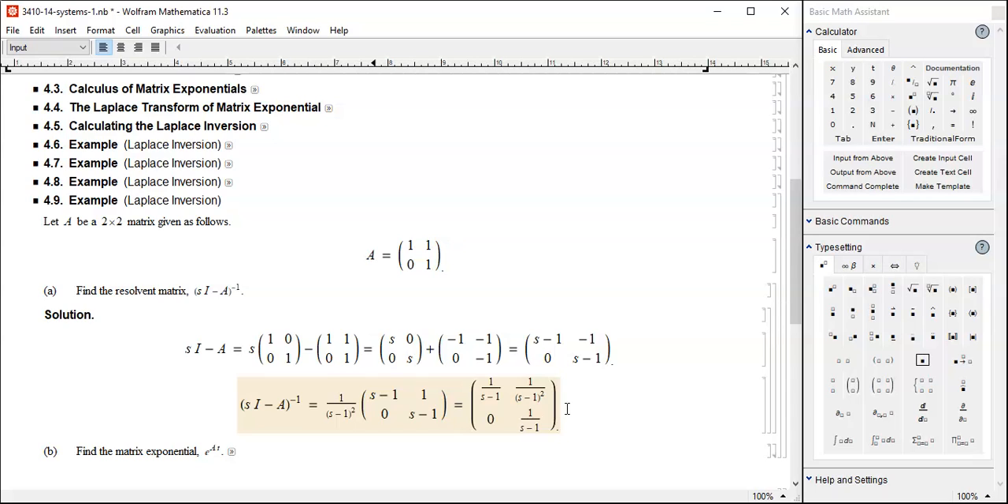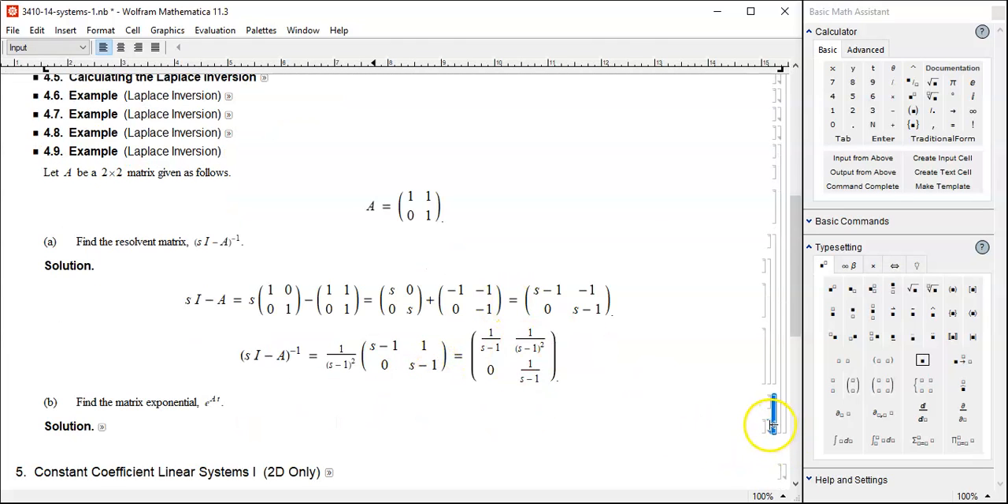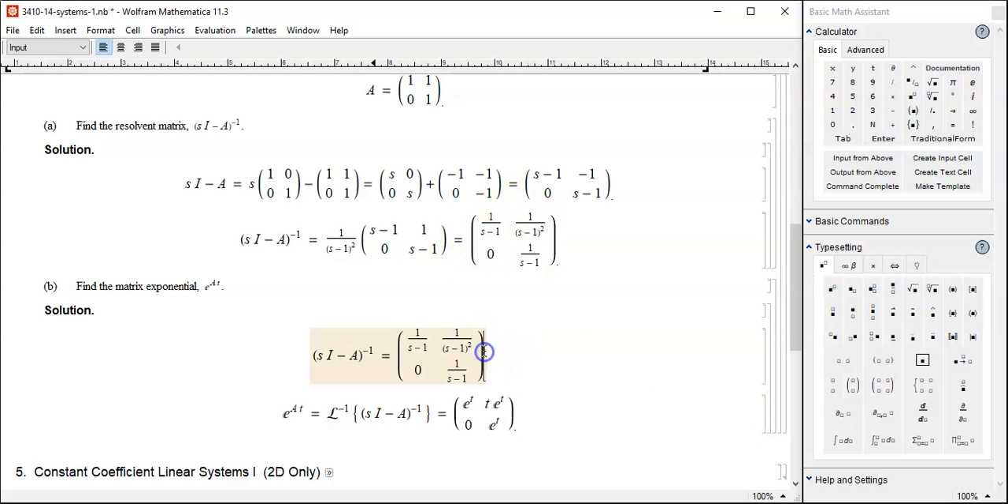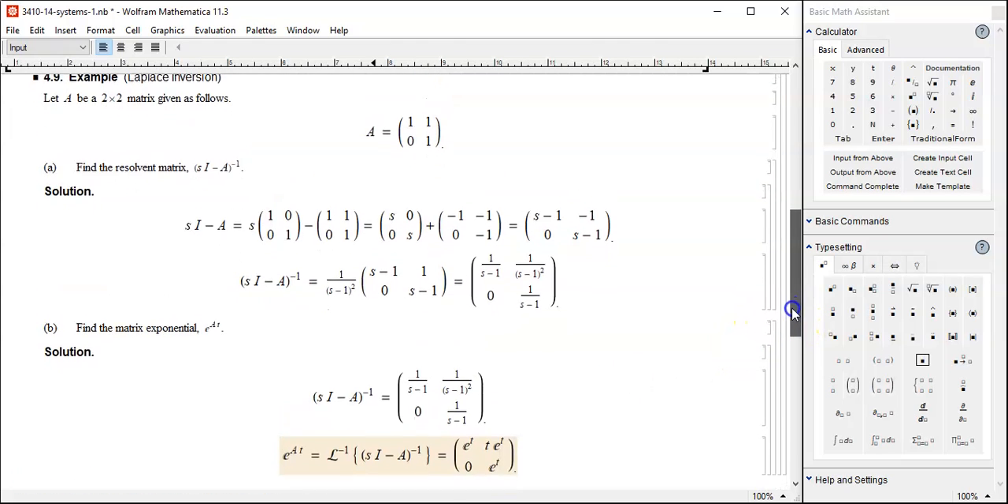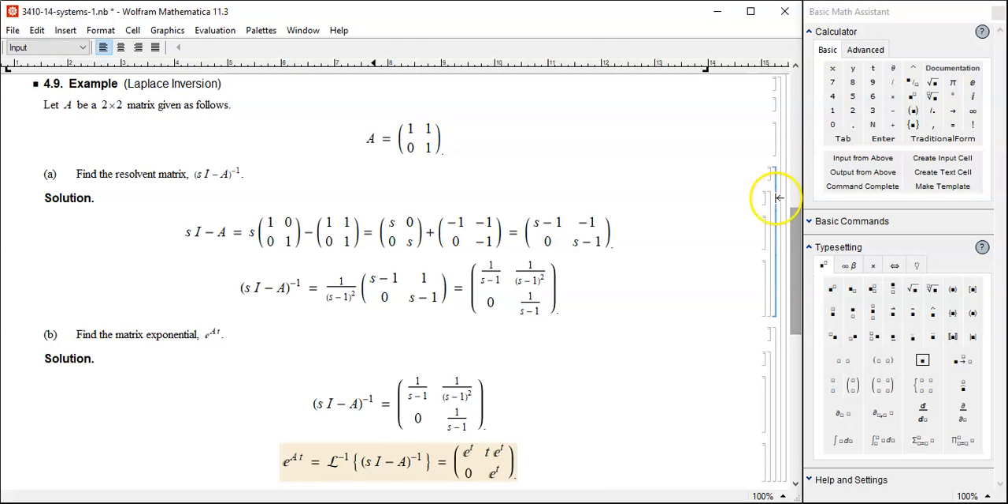1 over s minus 1, 1 over s minus 1, and 1 over s minus 1 total quantity squared. Now, from here, let's take the Laplace inversion. The Laplace inversion of 1 over s minus 1 is e to the t power. And this one, same thing, squared. So t e to the t power. And then we have e to the t power like that. Again, you can look up all these from Laplace table. And this is a solution for the last problem.